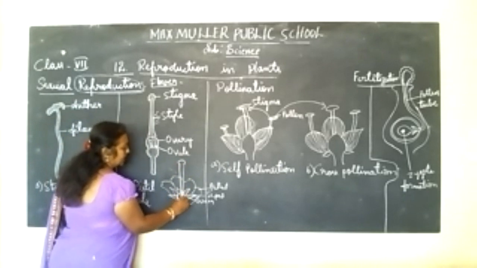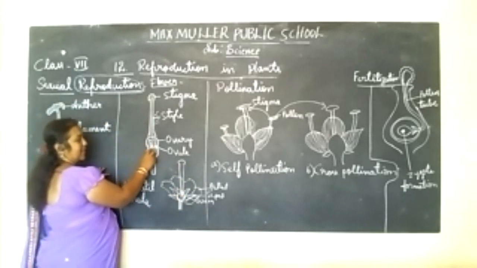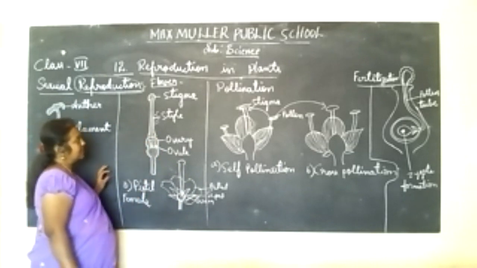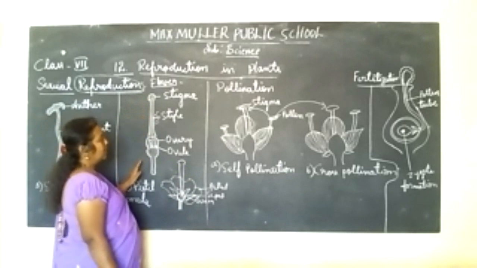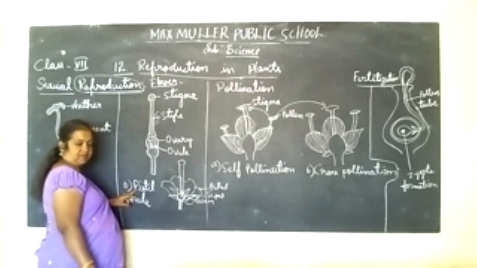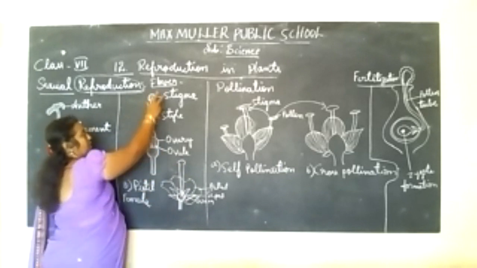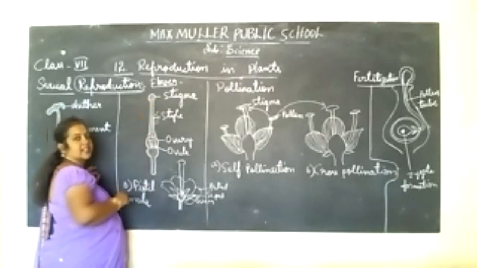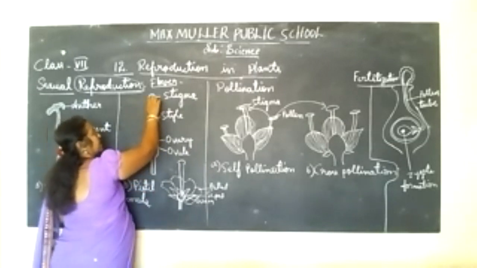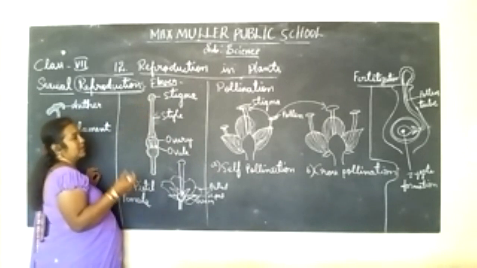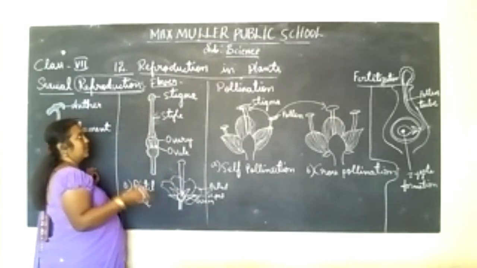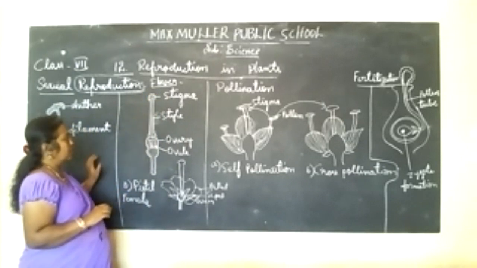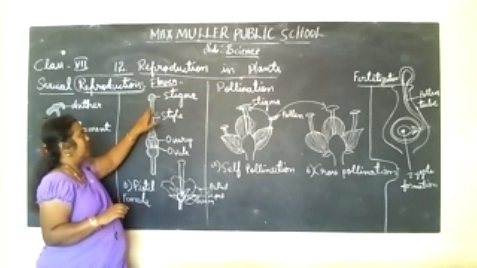This pistil starts with the base, and this base part we will call the ovary. This is the female reproductive part of a flower, which we call the pistil. It has the following parts. This is the ovary. This long tube-like structure we will call the style, and the tip, which may be round, heart-shaped or any shape, we will call the stigma. So: ovary, style and stigma.